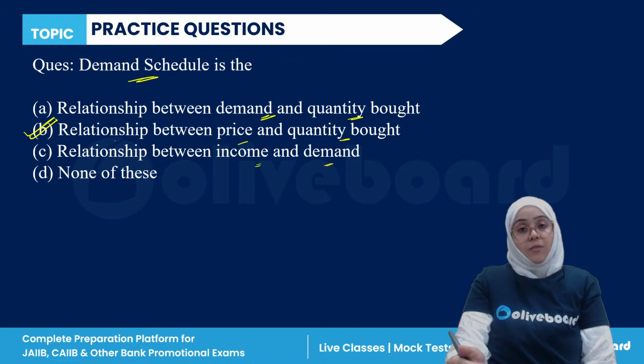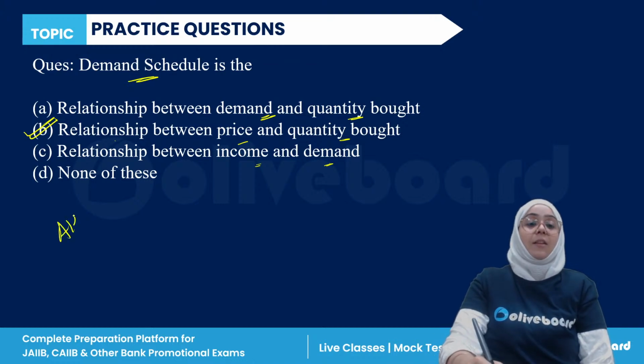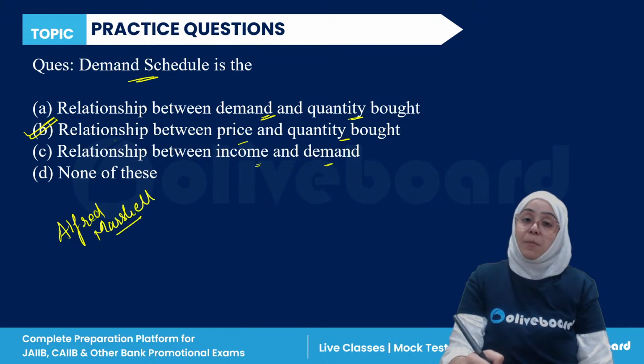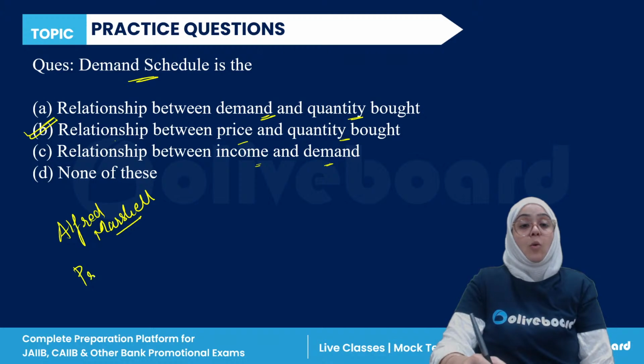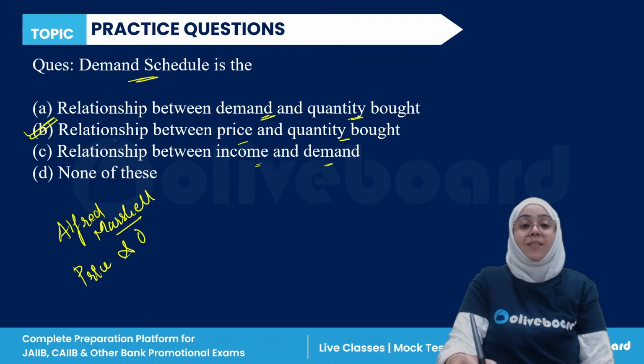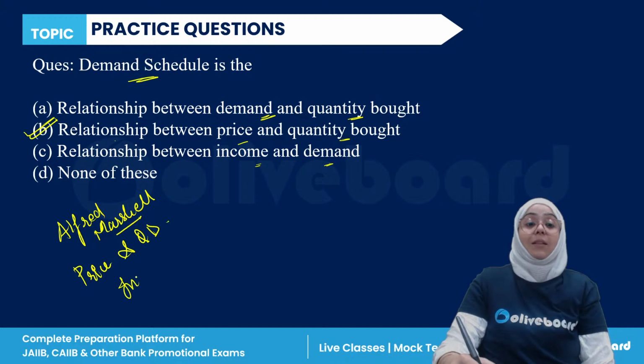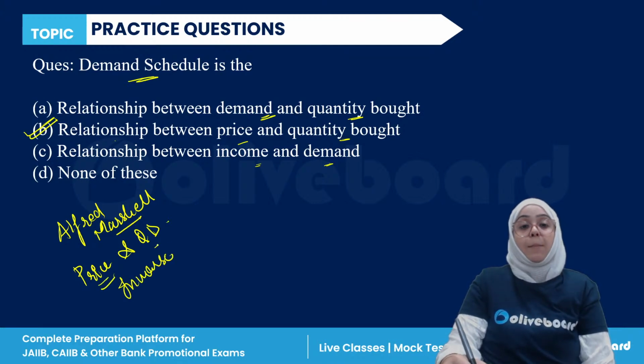When we are talking about the law of demand, first of all, the law of demand was given by Alfred Marshall. Which economist has explained the law of demand? Alfred Marshall. It shows the relationship between price and quantity demanded. And what is the relationship? An inverse relationship: as the price rises, the quantity demanded for that product decreases, and vice versa. That is known as the demand schedule and the law of demand.